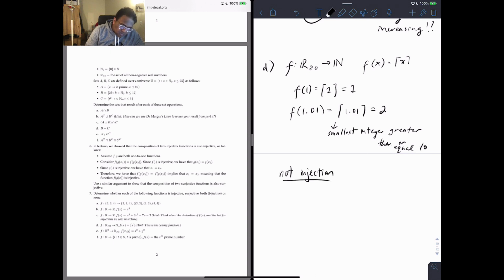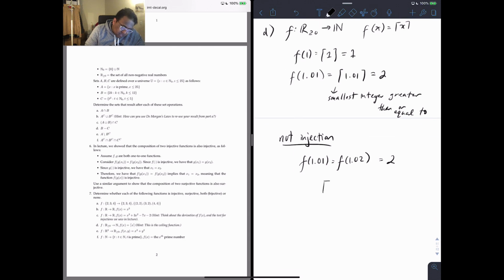Why is it not an injection? Well, because f of 1.01 is equal to f of 1.02, right? Both of these map to 2. The ceilings are equal, but 1.01 itself is not equal to 1.02. It turns out there's infinitely many points that map to the output value of 2. So this is far, far from an injection.